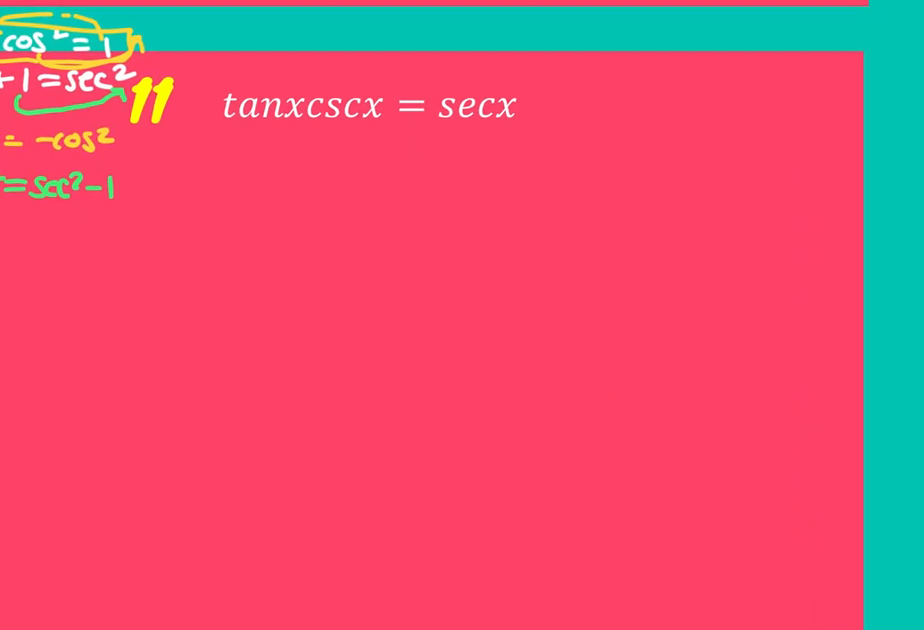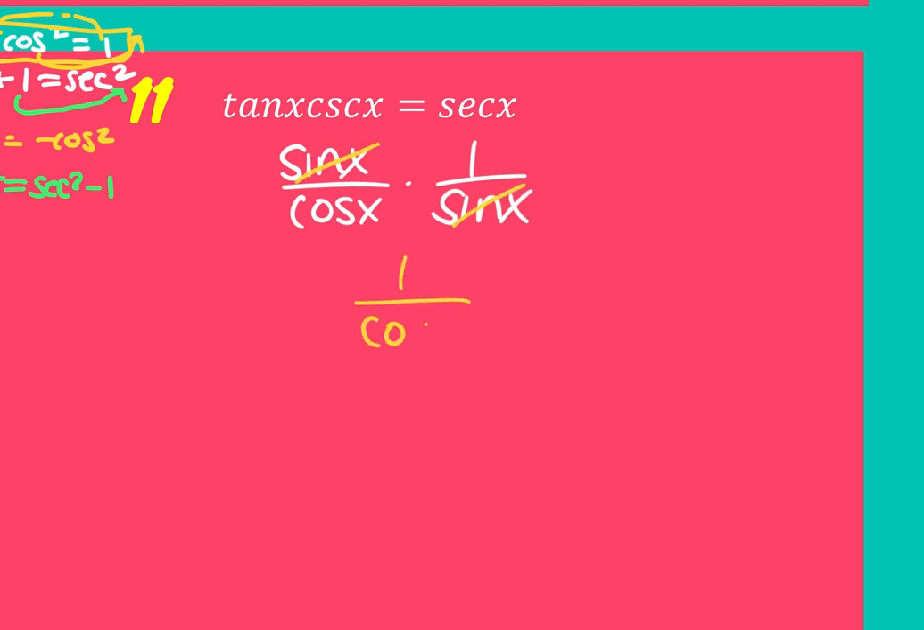Number 11. No squares or sums here, but on the left-hand side, you've got tan and cosecant. Tan is sine over cosine. Cosecant is 1 over sine. And then the sines can cancel, and I get 1 over cosine, which is secant.